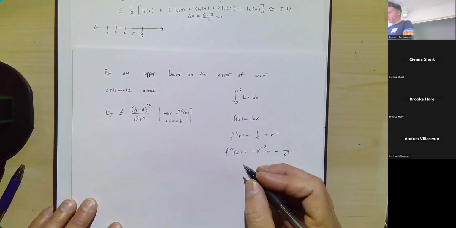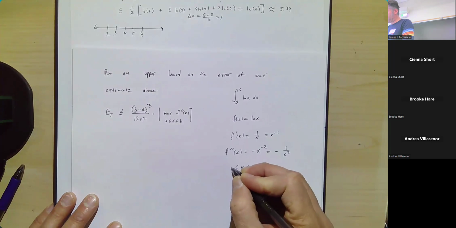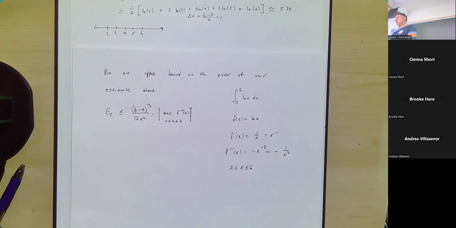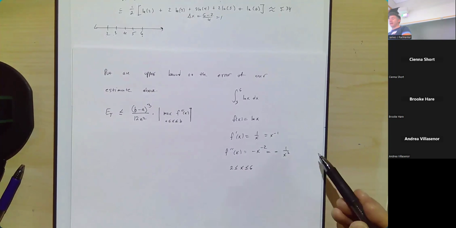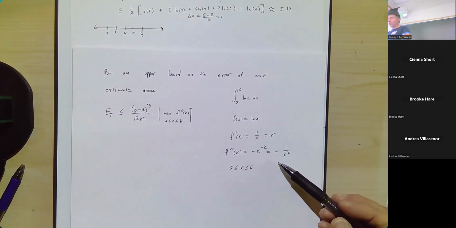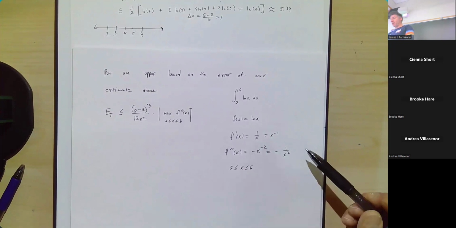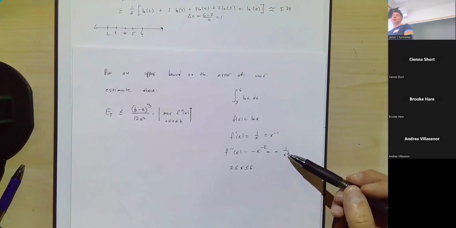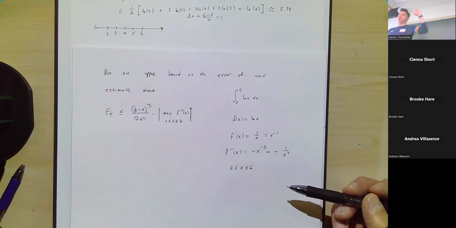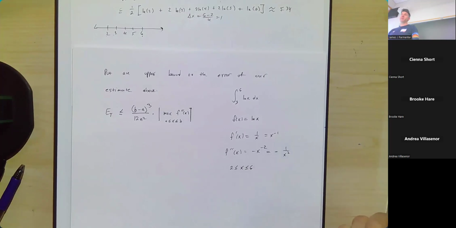And then we know that x has to be between 2 and 6. Ignoring the fact that this is negative, what value of x is going to make this expression as large as possible? Do I want to plug in x equal to 2 or x equal to 6? We're going to plug in the smaller one because x is in the denominator. Oftentimes you'll have a function where you can just pick one of the endpoints, and that's the one that makes it the biggest.